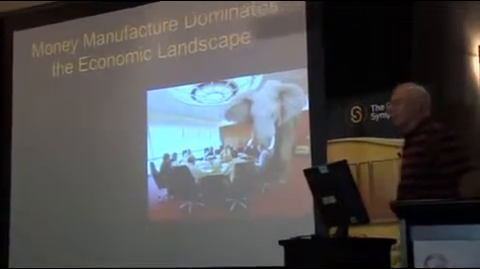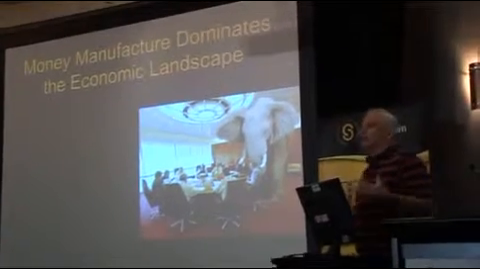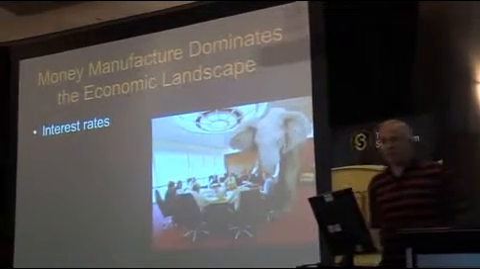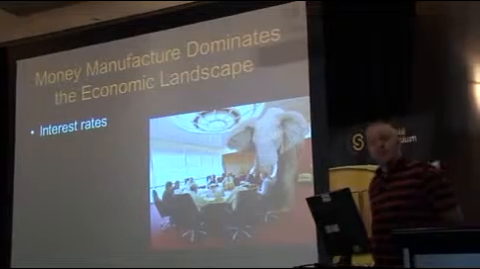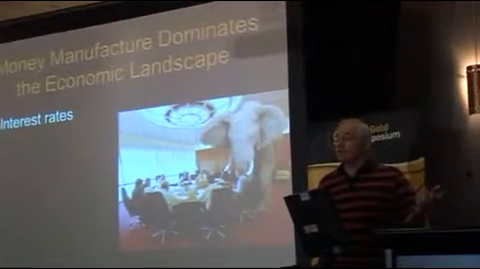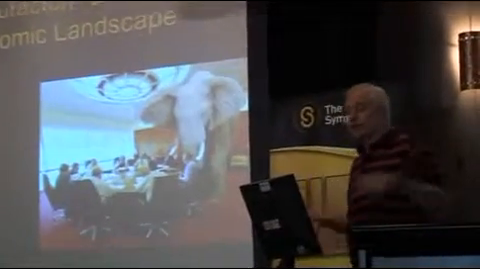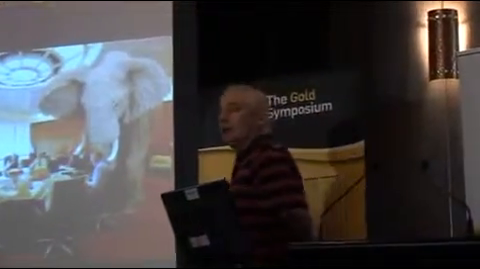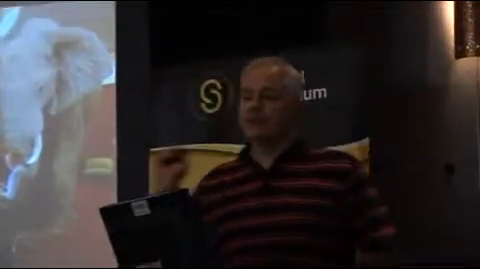Money manufacture kind of dominates the economic landscapes once you're aware of it. Interest rates. Interest rates is the price of manufacturing money. As interest rates go up, the amount of manufacture goes down and vice versa. A bubble is when there's too much money. Too much has been manufactured. The GFC was caused by the private sector just pooping out and not able to create any more money because it had got debt saturation.